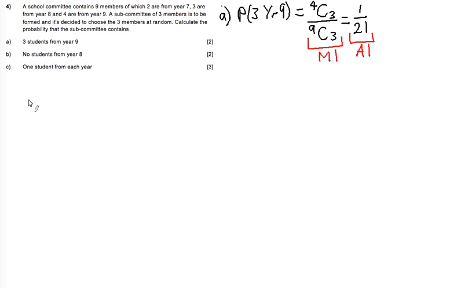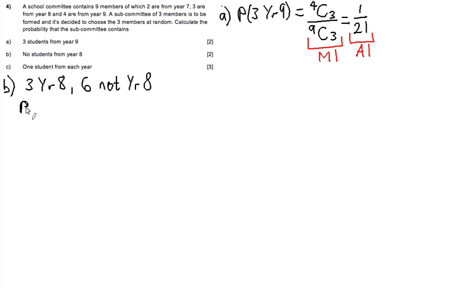Okay, so part B says we want to find the probability of no students from Year 8. Remember that when we get questions like this, you can make life a little bit easier for yourself. So we have actually 3 students from Year 8. So what I want to think is, there's 3 Year 8 students, but that means that of the 9 committee members, 6 of them are not Year 8. And this will make life a lot easier, because otherwise you're trying to think of the combinations of ways that we can pick them from Year 7 and Year 9.